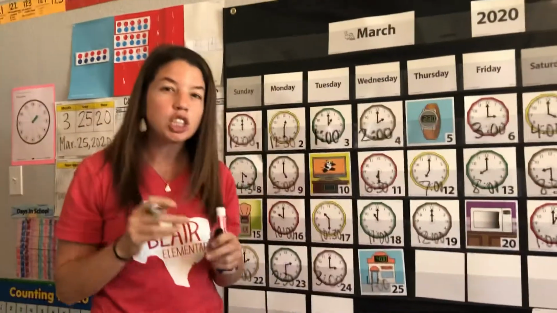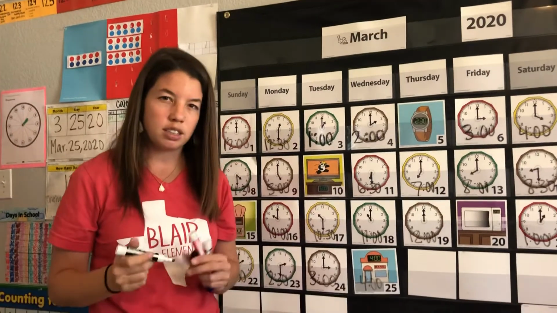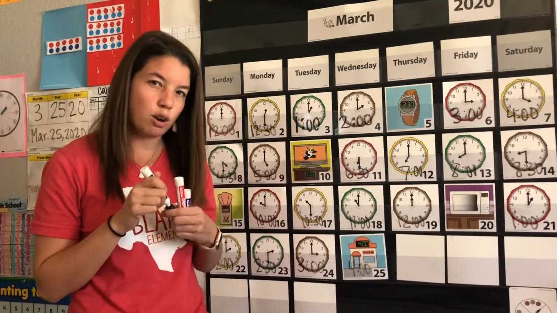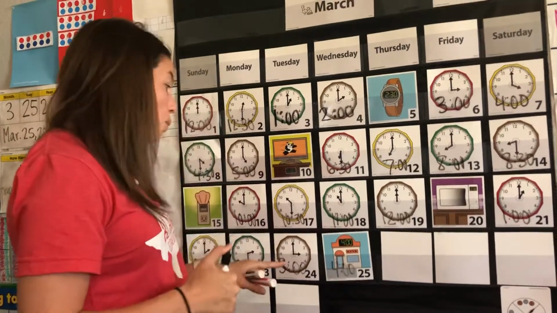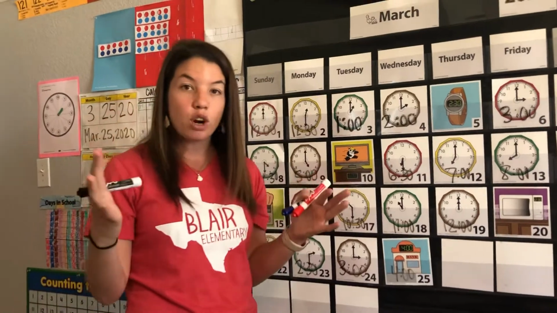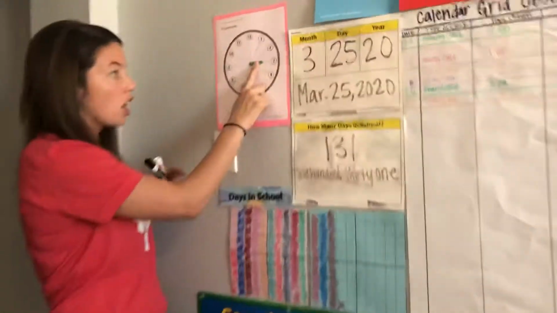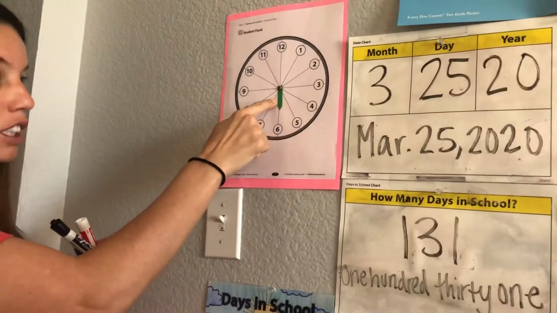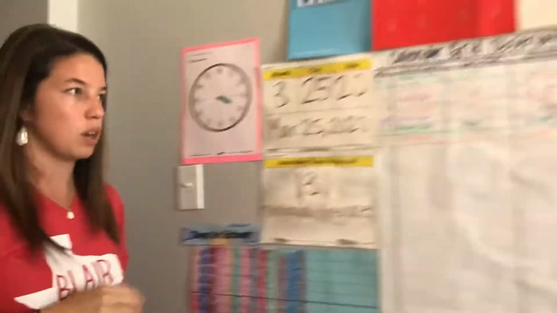Boys and girls, how much time has passed from 3 o'clock to 4 o'clock? Do you know? When you know, I want you to shout it out. That's right, 1 hour has passed, or 60 minutes. From 3 o'clock to 4 o'clock is 1 hour. If we look at our clock right here, if it's 3 o'clock, it goes around the clock for 60 minutes, and then it goes to 4 o'clock. That's right, boys and girls.